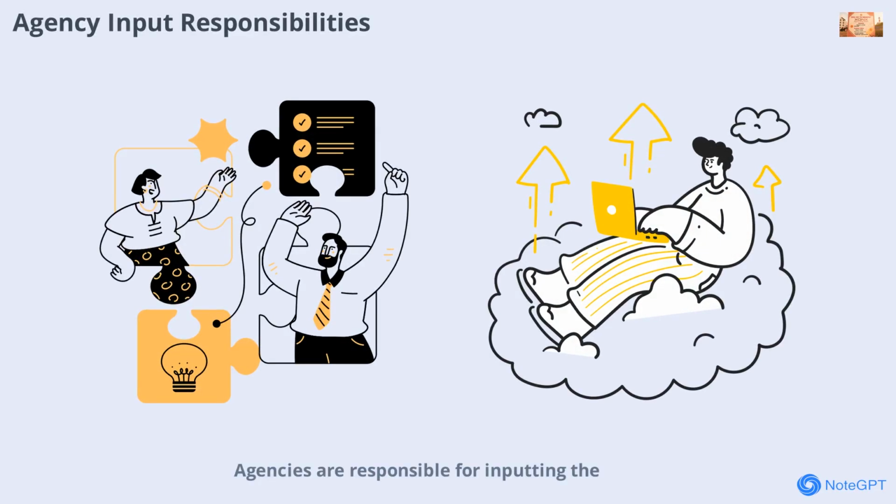Agencies are responsible for inputting the information you provide into their systems. Make sure your documents are clear and legible to avoid errors during data entry. If you notice any mistakes, notify the agency immediately for correction.